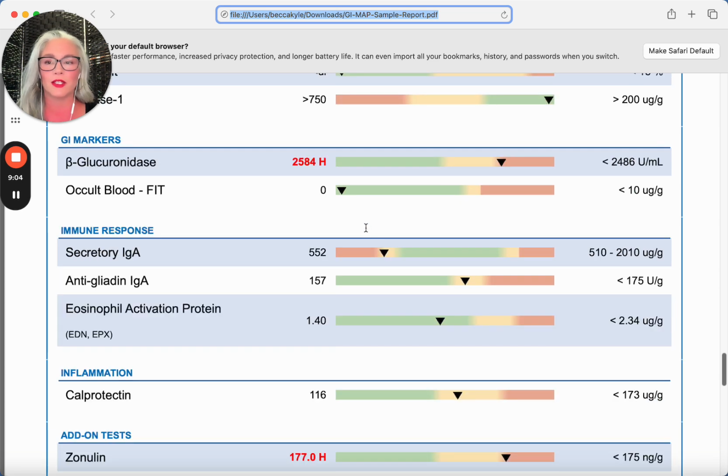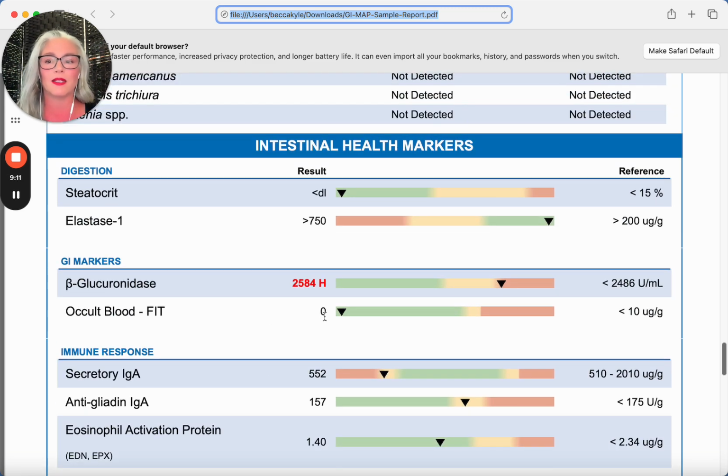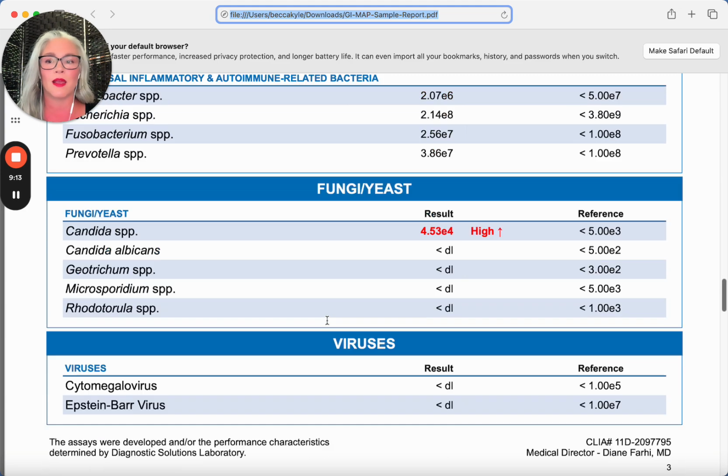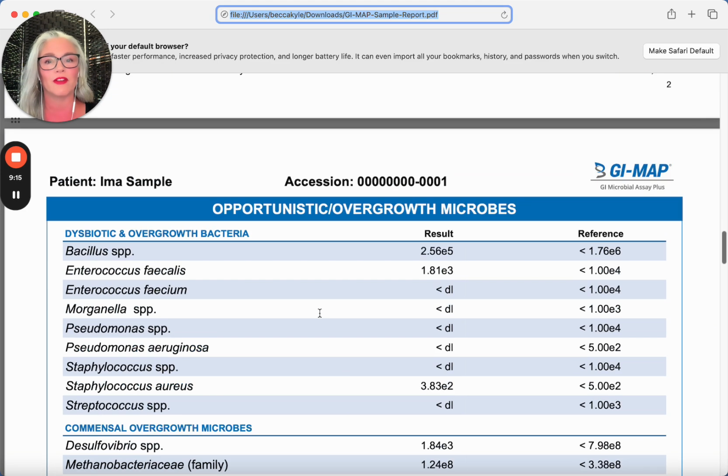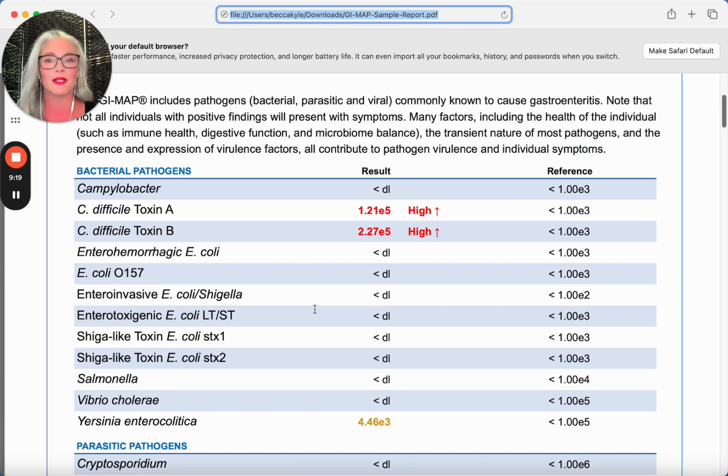We've got digestive markers, immune markers, inflammation, leaky gut, digestion, toxins, pathogens. It's a really, really fun test to see what's going on in your gut microbiome, because gut health is related to everything. It's related to hormones, brain health, sleep, and mood, and balancing out gut function is one of the biggest keys to overall optimal health and wellness.